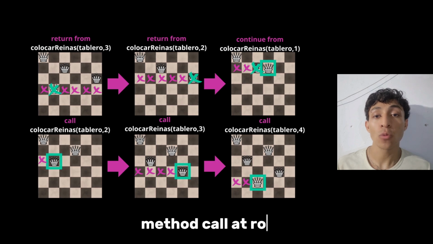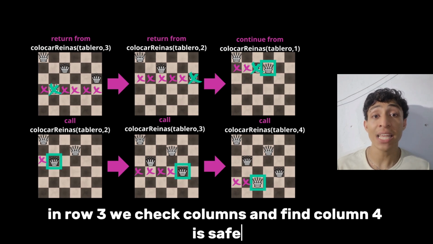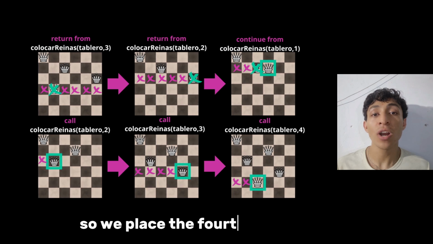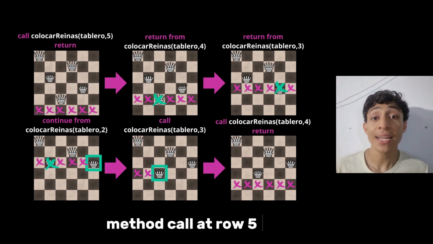Mirror call at row 3. In row 3, we check columns and find column 4 is safe, so we place the 4th queen there. Mirror call at row 4. We move to row 4 and column 2 is safe, so the 5th queen goes there. Mirror call at row 5. Next row, row 5, but no column is safe.